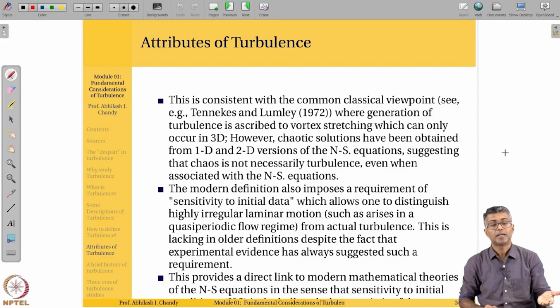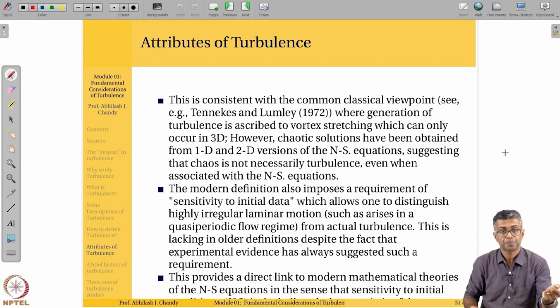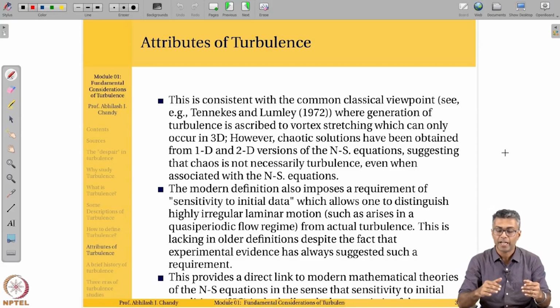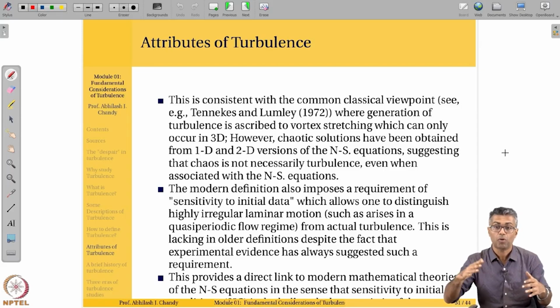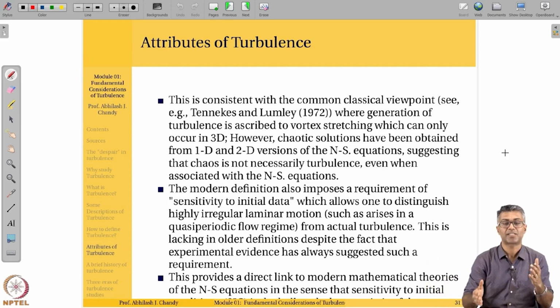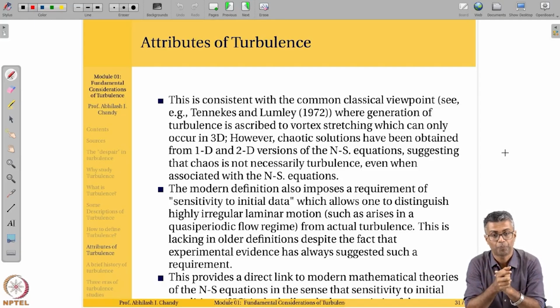In turbulent flow, on the other hand, convective transport is dominant compared to viscous diffusion. So any disturbances, say due to a change in initial conditions, even a minor change in initial conditions, tend to linger on and propagate or even start to amplify in a turbulent flow. That's the difference. So that sensitivity to initial data is very important in this new definition of turbulence. And it is one of the characteristics of turbulence, as we'll see soon.